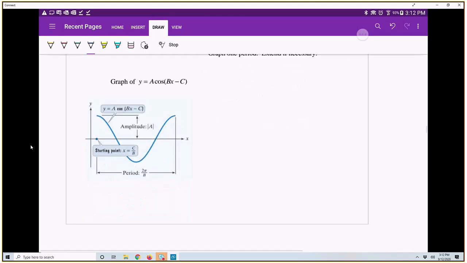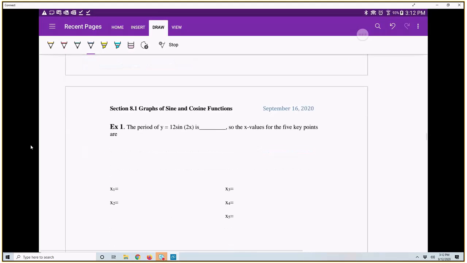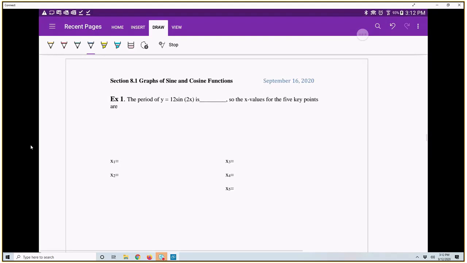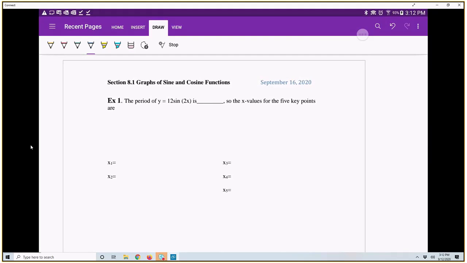So what we would like to do now is start with examples and make this process a little easier to understand by actually working it out and drawing the graph. I look at my function given here, y equals 12 sine 2x, and it is asking me to find the period first, then use 5 key points.